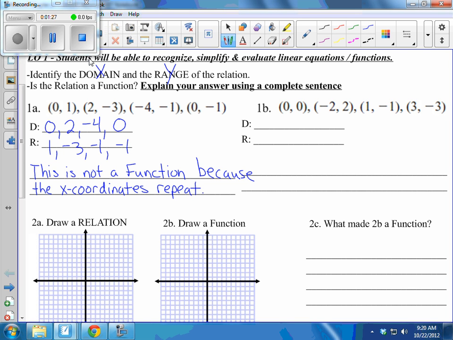All right, let's go to 1B. So same thing. For the domain, I'm simply going to list my x coordinates. And if you notice, they are all different. And then for my range, I'm going to list all my y coordinates. So is this a function? Yes, this is a function because all the x coordinates are different.